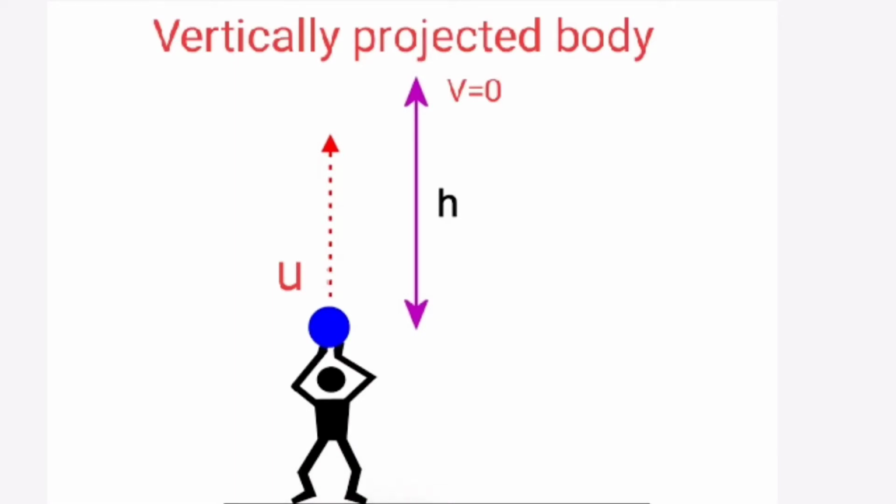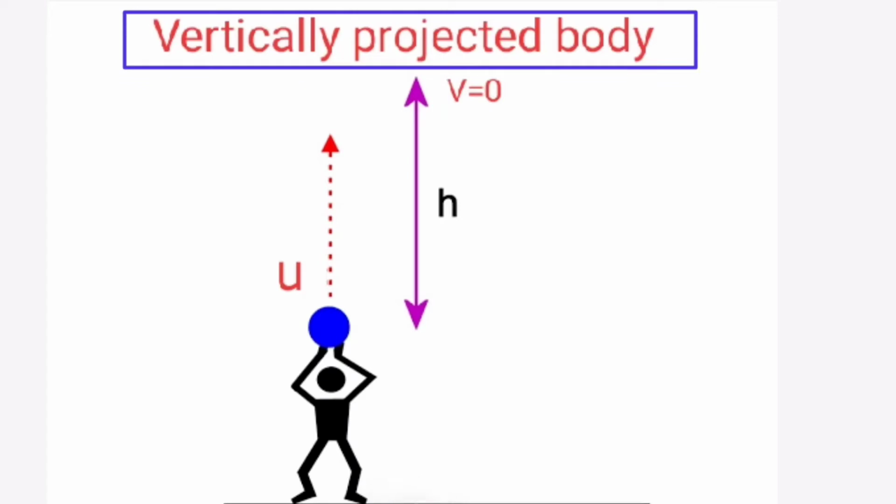If we want to throw a body vertically upward, we need to apply some force. So, the body has initial velocity u. At maximum height, its final velocity becomes 0. Such a type of body is called a vertically projected body.